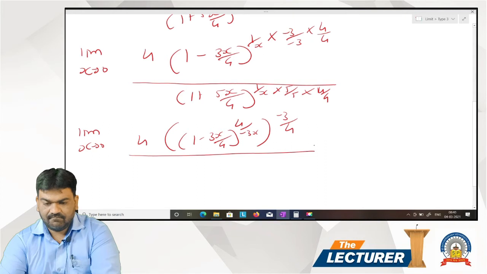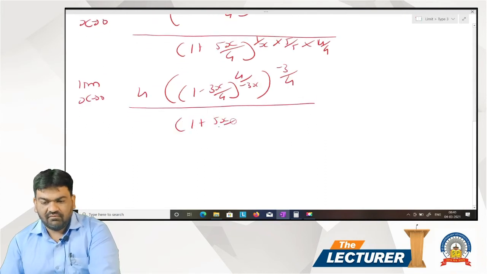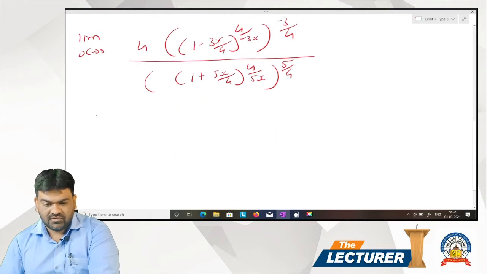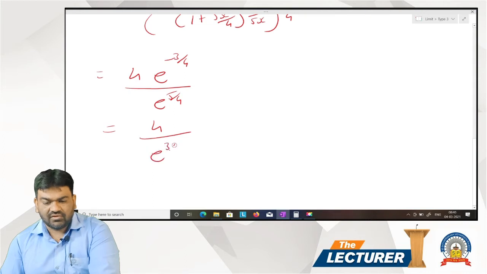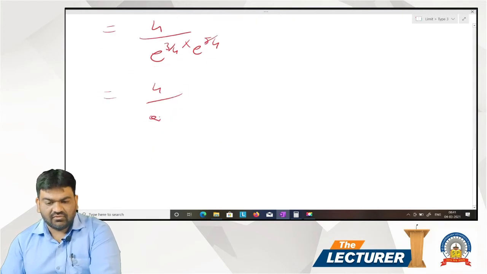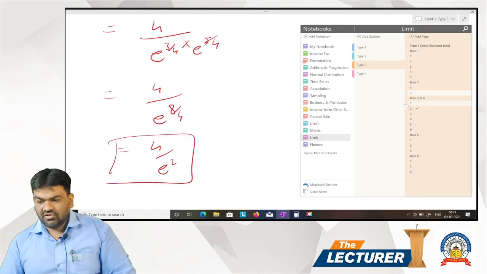Divided by (1 plus 5x divided by 4) raised to 4 divided by 5x. What remains is 5 divided by 4. The limit of this will be e raised to minus 3 by 4 upon e raised to 5 by 4. A negative power is written in the denominator, so e raised to 3 by 4 multiplied by e raised to 5 by 4. Multiplication means sum of powers, e raised to (5 plus 3) by 4, e raised to 2. This is your answer.